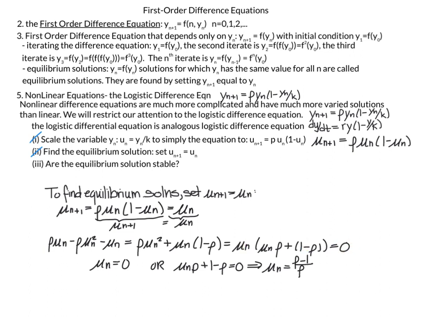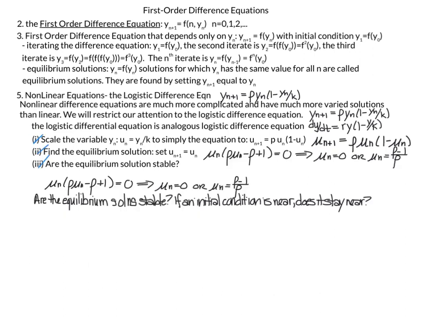So since we have two factors that equal 0, it must mean one of these factors equals 0. So either mu_n equals 0, or setting this equal to 0, I have mu_n rho plus 1 minus rho is equal to 0. It gives me mu_n is equal to (rho minus 1) over rho. Now that we have found our equilibrium solutions, which I have written here, mu_n equals 0 or mu_n equals (rho minus 1) over rho, we need to know, are these equilibrium solutions stable?